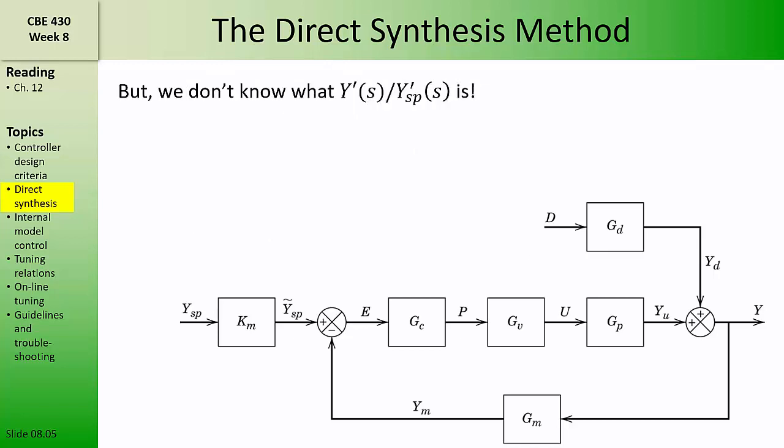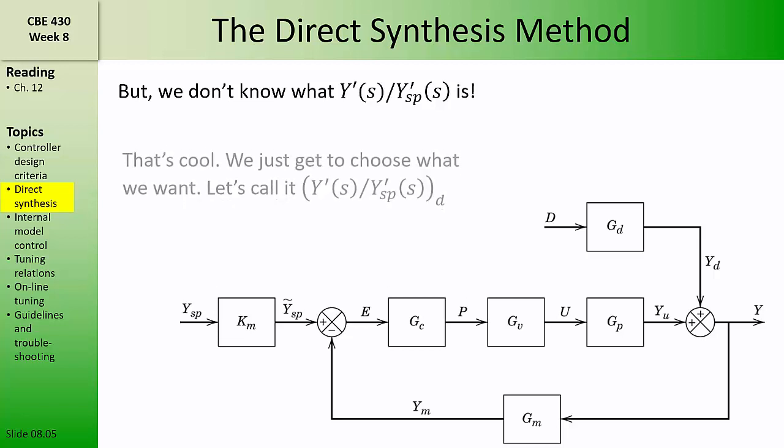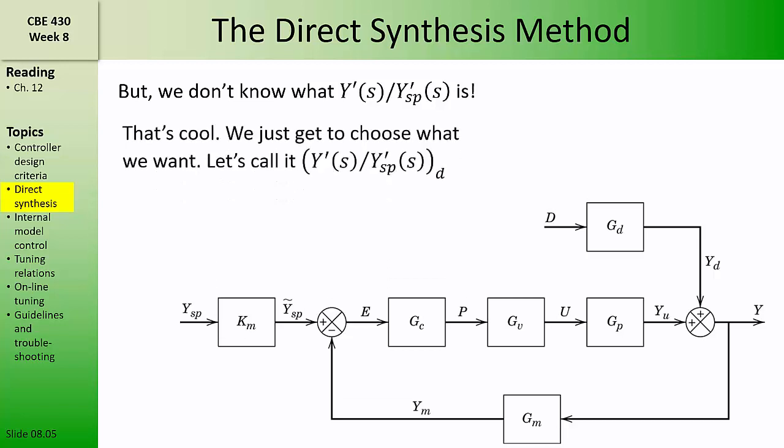Since we have not tuned the feedback controller, the servo transfer function is unknown. That means we get to choose what we want the servo transfer function to be. We'll call it y over ysp with a subscript d to indicate that this is the desired servo transfer function for the feedback control loop.